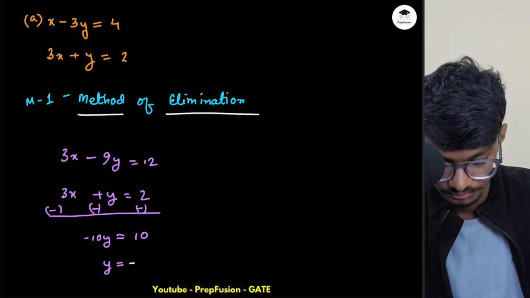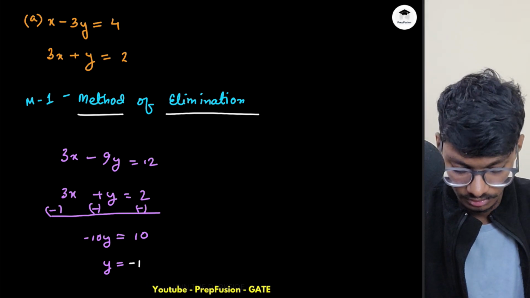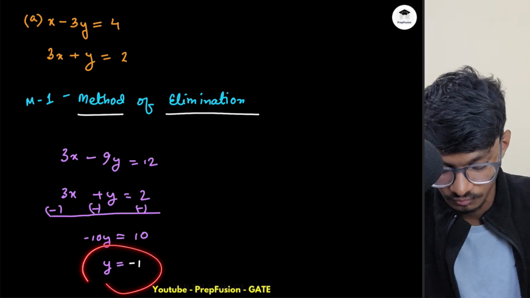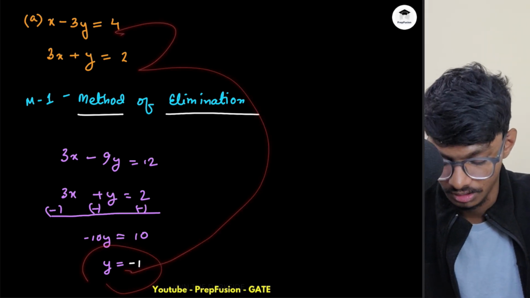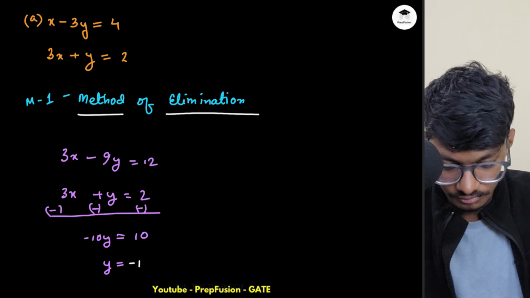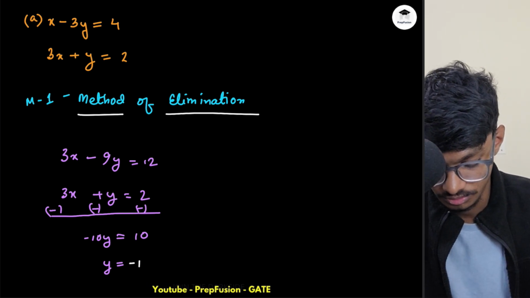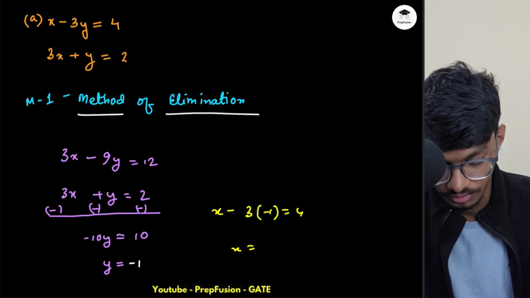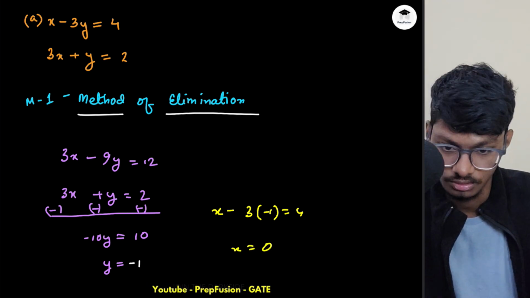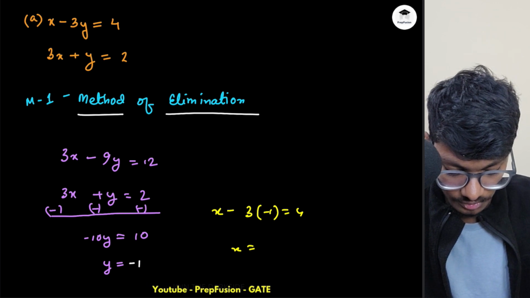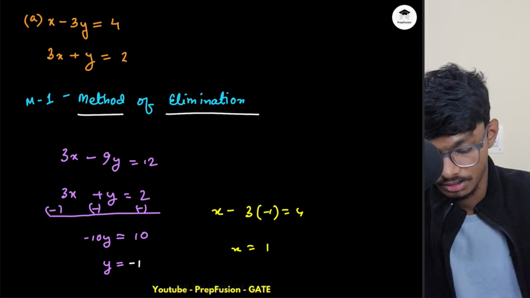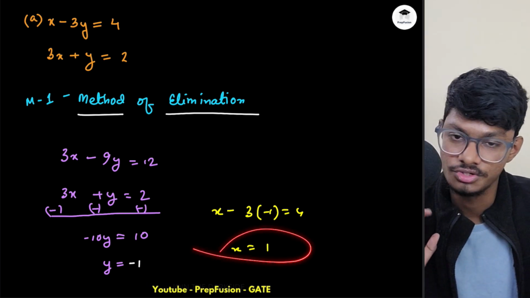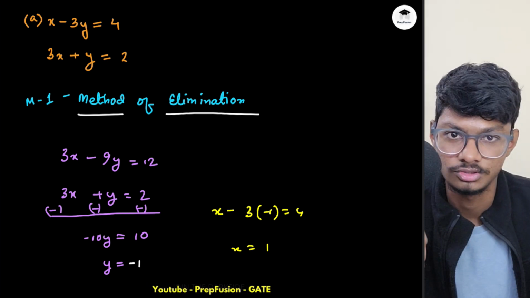Y equals minus 1. Okay, so y is equal to minus 1. Now we'll put this value of y in any of these equations. So this will be x minus 3 times minus y equals 4. So x will be equal to 0. Sorry, x will be equal to 1. So here my solution is x equals 1 and y equals minus 1.